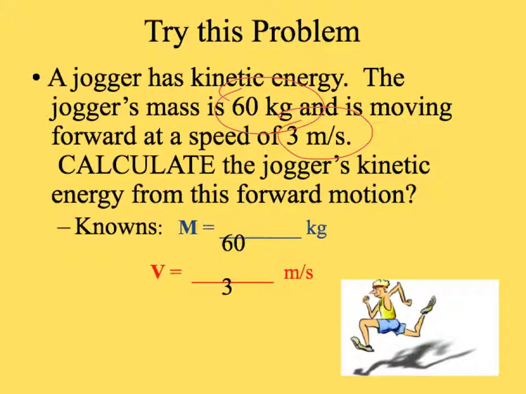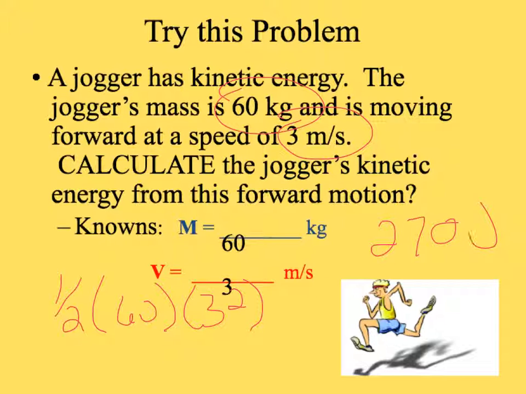In your calculator, you should have taken 1/2 times the mass, which is 60. Multiply that by 3 squared, and you should have gotten 270 joules of energy. So hopefully you got that right. If you didn't, double check your calculator, double check your math. We'll be doing more of this in the future.